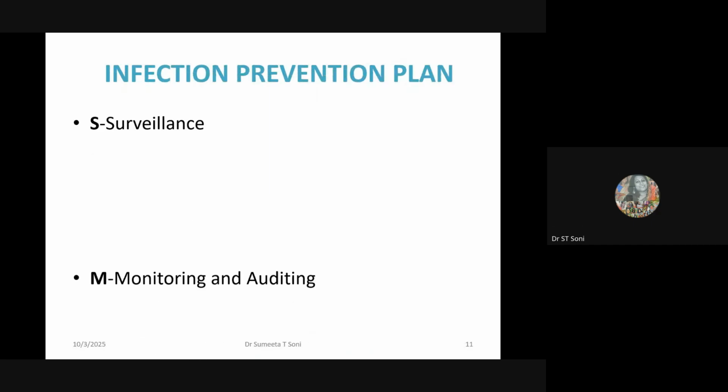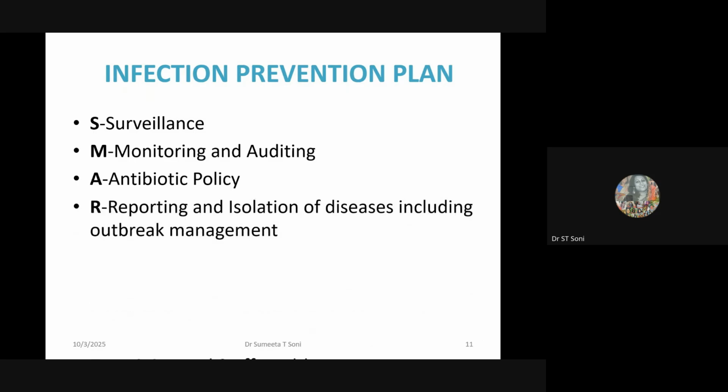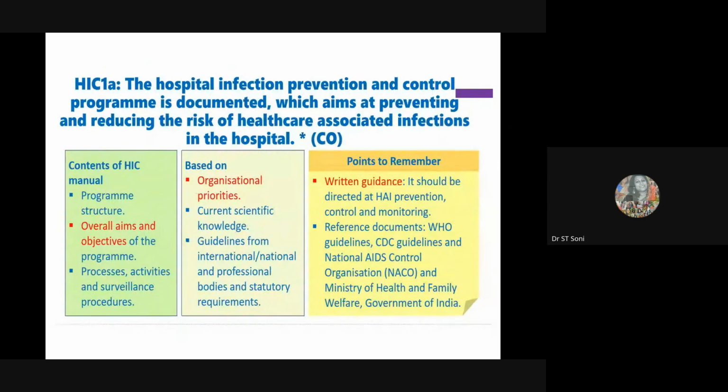Infection prevention and control plan is basically a smart plan: surveillance, monitoring and auditing, antibiotic policy, reporting of outbreak management, and training of the staff as well as others related to it. So, to set up an infection prevention and control program, we need to have a documented, laid down program for the prevention of healthcare associated infection. This comprises the first part of it.